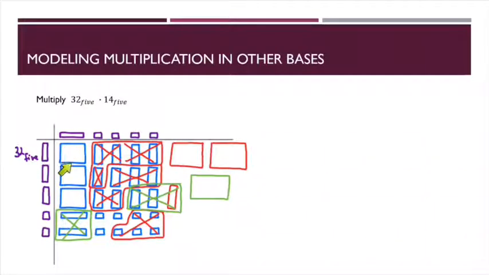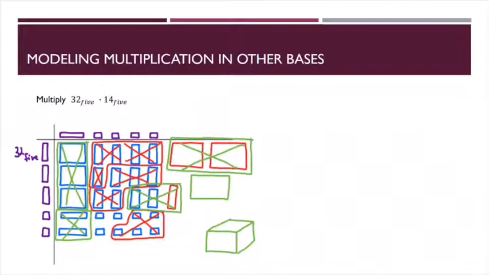So we've got 1, 2, 3, 4, 5 flats. We'll cross those out and make 1 block. And now let's see what we've got left. So we can now say that 32 base 5 times 14 base 5 is going to be 1 block, 1 flat, no longs because we used them all up, so we need a 0 there, and 1, 2, 3 units, and that's base 5. So 32 base 5 times 14 base 5 is 1103 base 5.